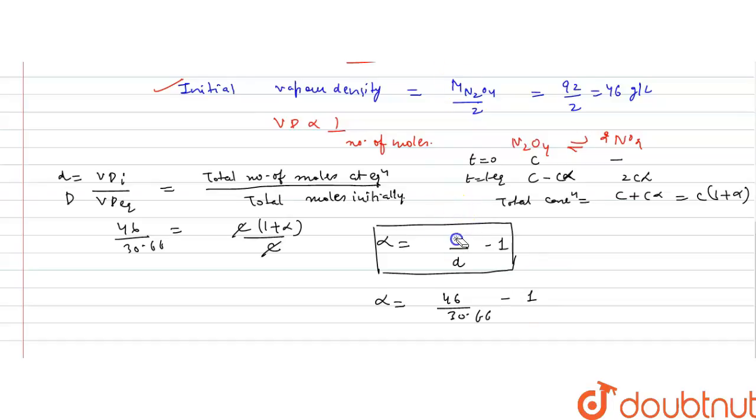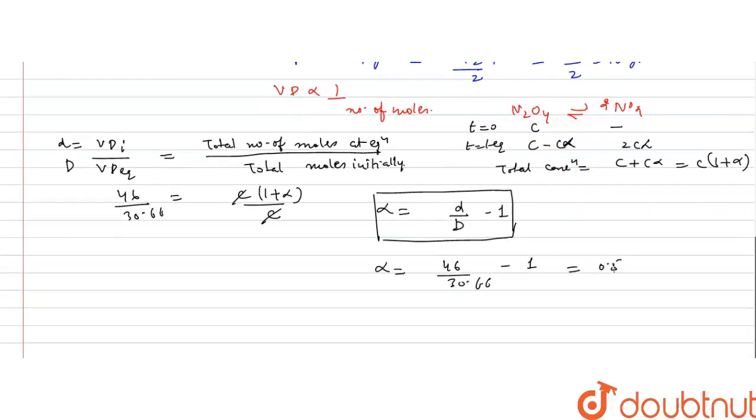Sorry, it should be small d by capital D. Now the alpha value comes from here, it is 0.5. It means we have the degree of dissociation, that is alpha is equal to 0.5. Now if we say that initially N2O4 has 1 mole.